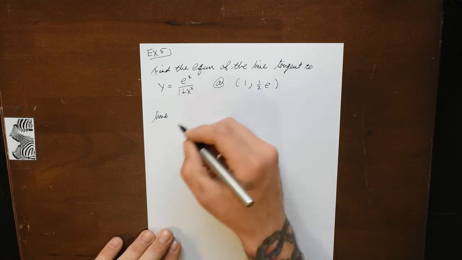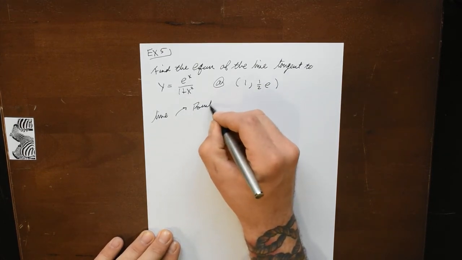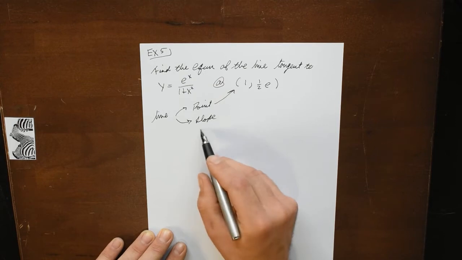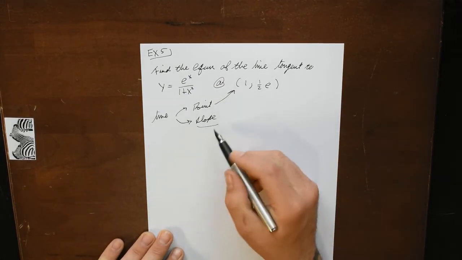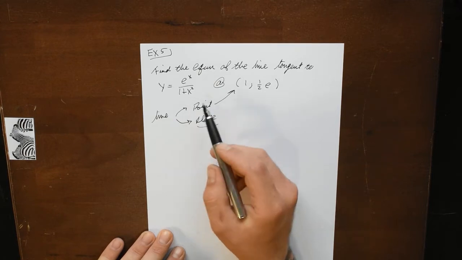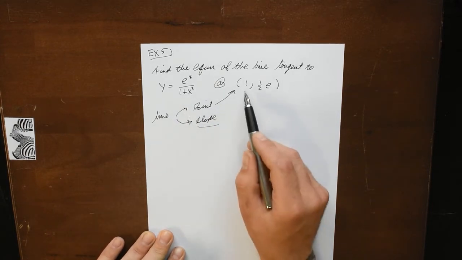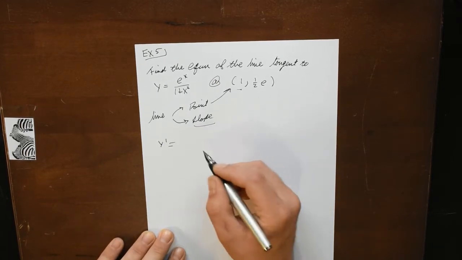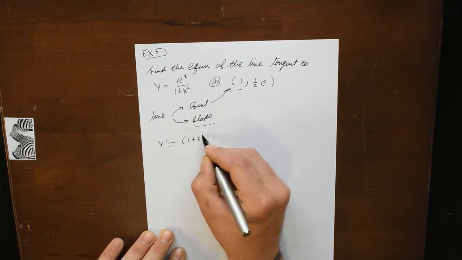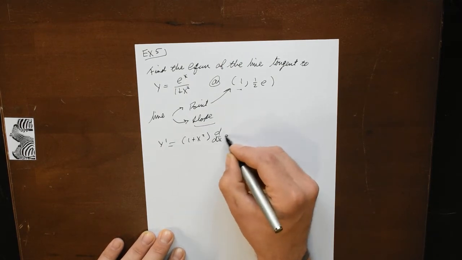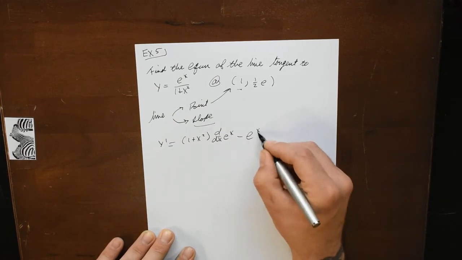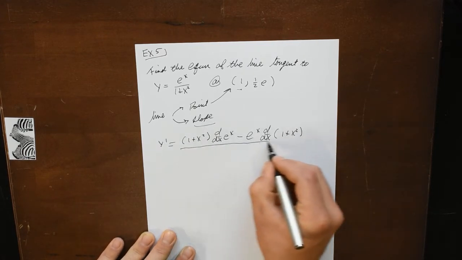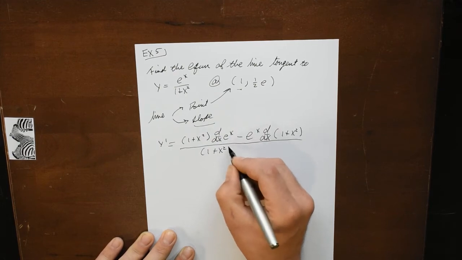Lines, they need a point and they need a slope. The point was given to us, the slope is ours to discover. Well, the slope of the tangent line of this function is given by the derivative of this function evaluated at that point. So we need a y prime. That's going to be equal to low d high minus high d low all over low low.